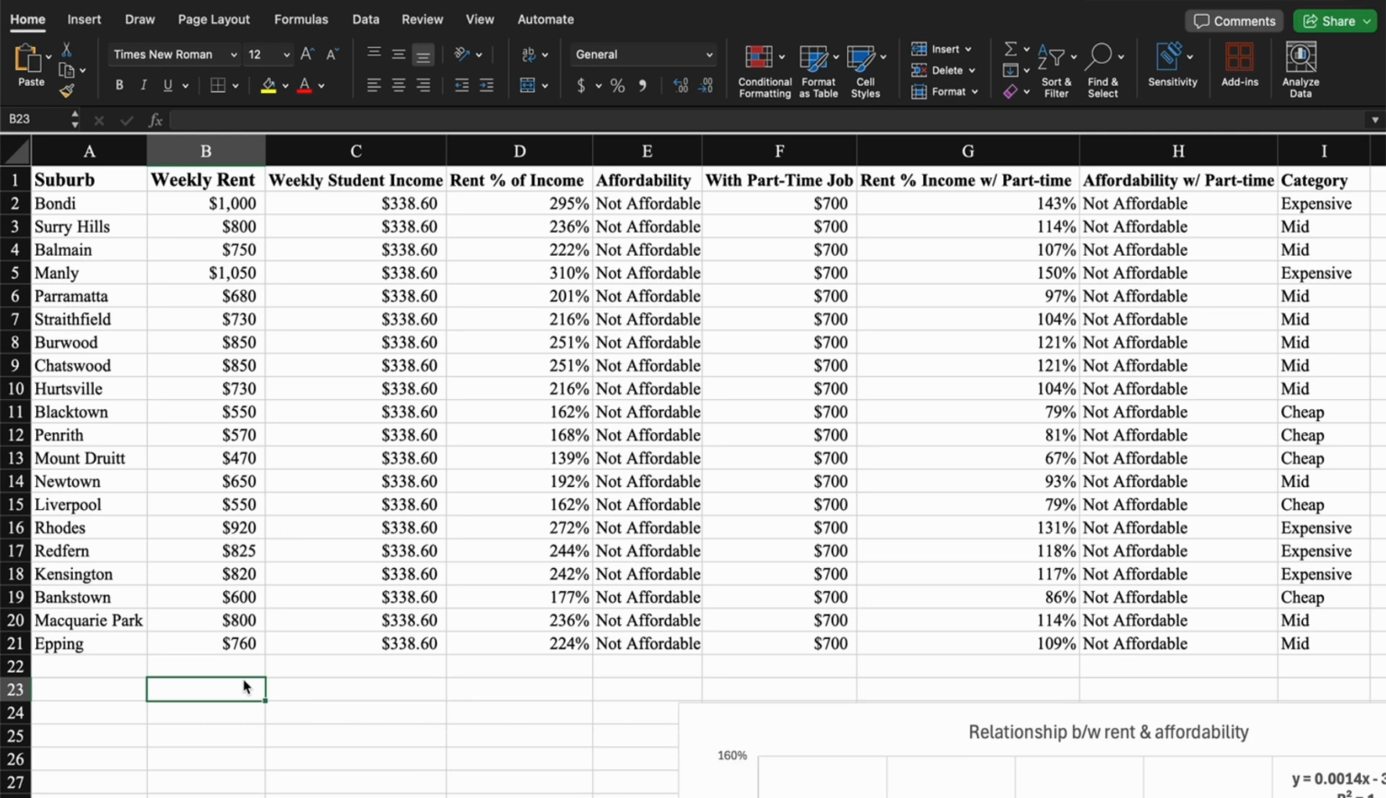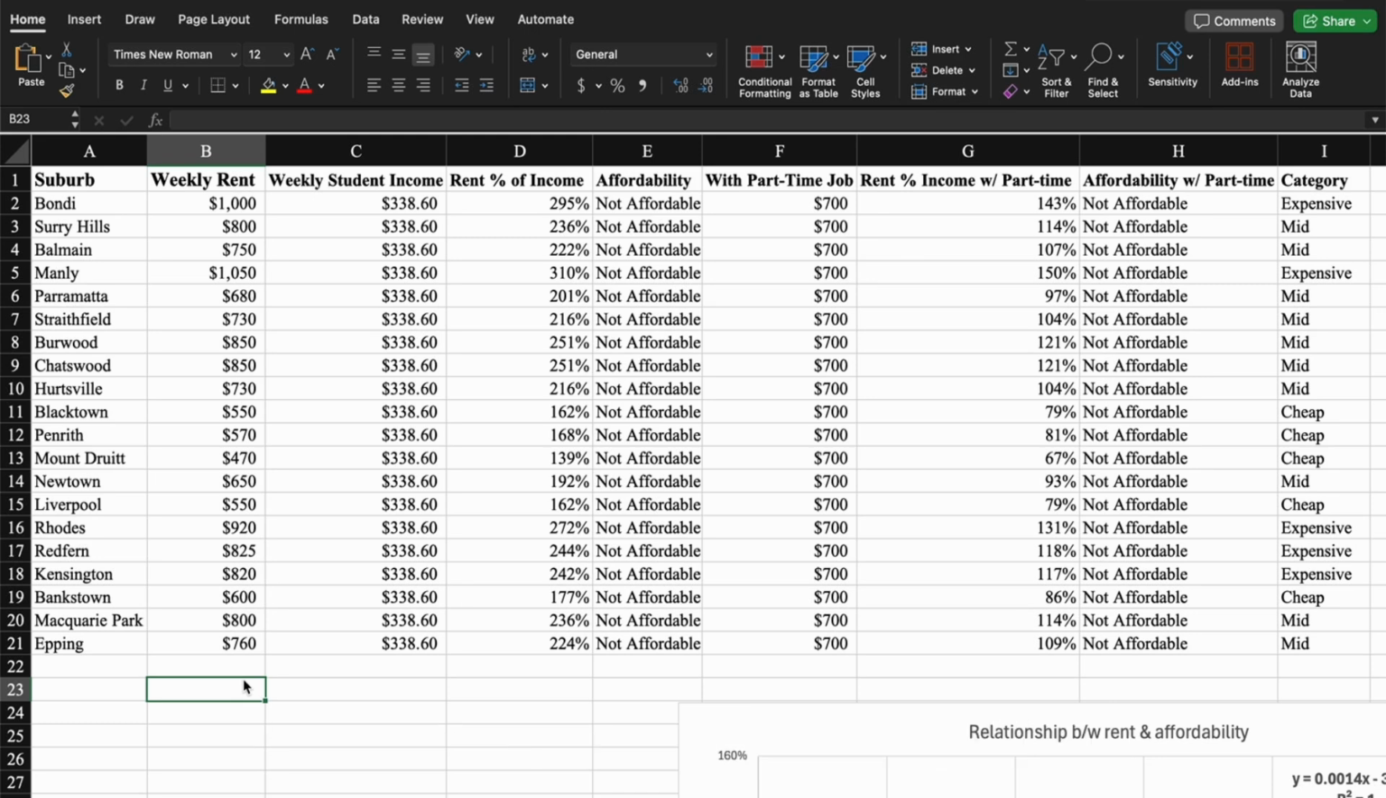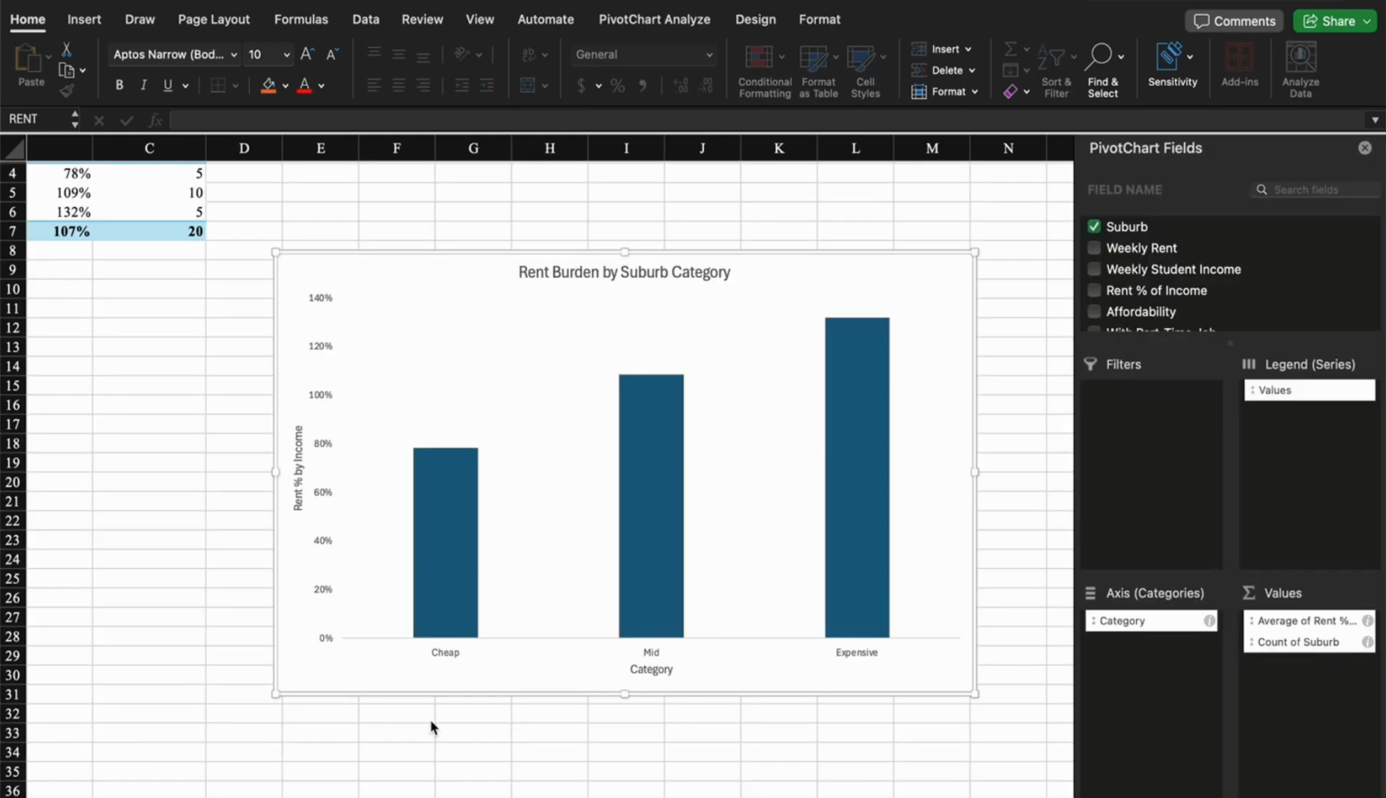What this fixed income approach gives us, though, is a controlled baseline. In data analysis, holding one variable constant so you can isolate the effect of another is actually the right approach. We're not just pretending every student earns exactly this. We're saying for a student at this income level, this is what the data shows. And despite these limitations, the pattern is clear enough that the conclusion still holds.